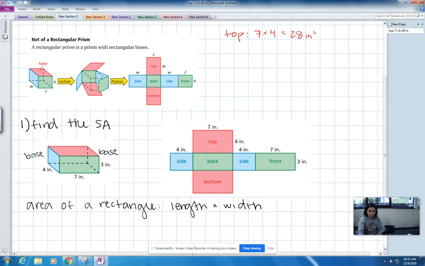Now we're going to find the area of the bottom. The bottom is also in red because it has the same measurement. It also is 7 by 4. So we're going to do 7 times 4 to again get 28 inches squared.